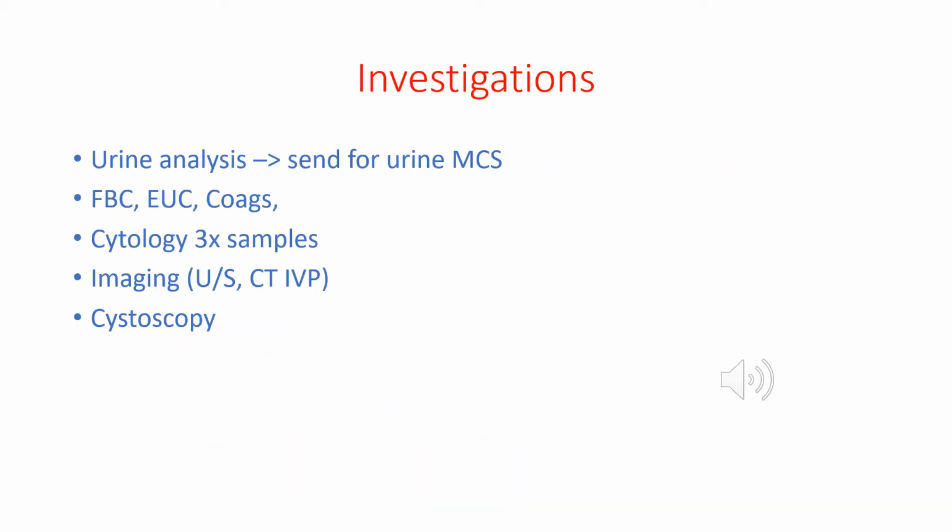The investigations you'll utilize are urine analysis and a urine MCS, baseline bloods including coagulation profile, cytology, and imaging, which is renal tract ultrasound or a CT-IVP, which stands for intravenous pyelogram. Note that essentially a CT-IVP is the same thing as CT urography or a CT urogram. And finally, a cystoscopy. We'll discuss these in more detail in the following slides.